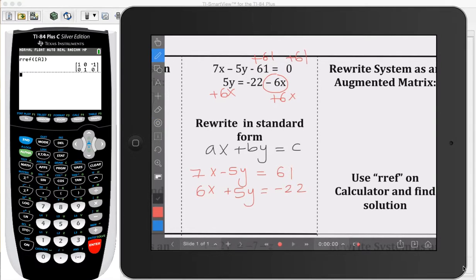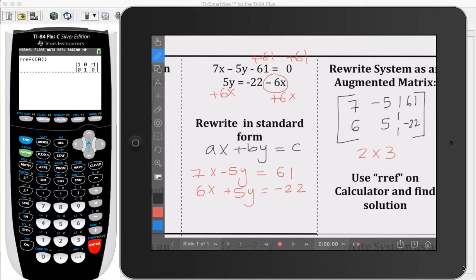Now, let's put the coefficients of x in the first column, so 7 and 6. Let's put the coefficients of y in the second column, so that's negative 5 and 5. Now let's put the constants in the third column, and that's 61 and negative 22, and that's called the augmented matrix.